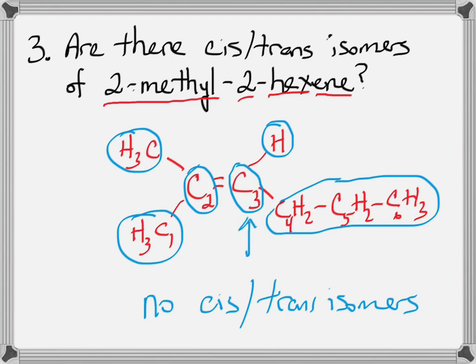So notice, even though one of the carbons, carbon 3, did have two different groups on it, both carbons must have two different groups on them for there to be the possibility of cis-trans isomers, which is exactly what we saw in question 1. Both carbons had different groups attached to them, so therefore they had cis-trans isomers.